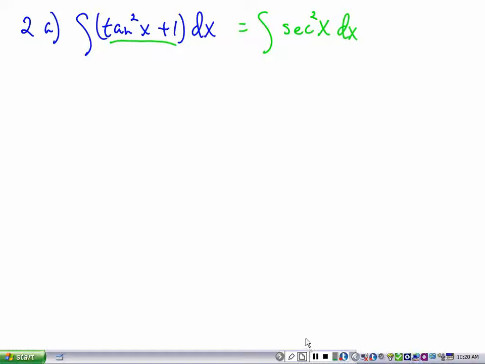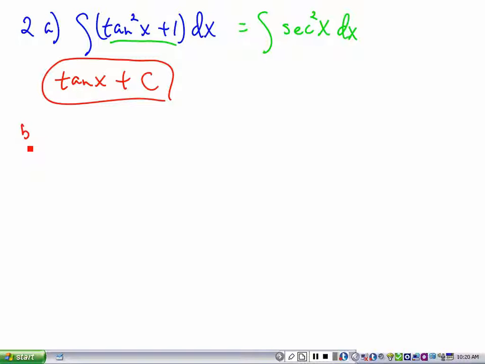Now the reason why we use that is simply we know that the integral of secant squared is tangent x. At this time we do not know the integral of tangent squared x. So we integrate secant squared x, and we have tangent x, and since it's indefinite, plus c.